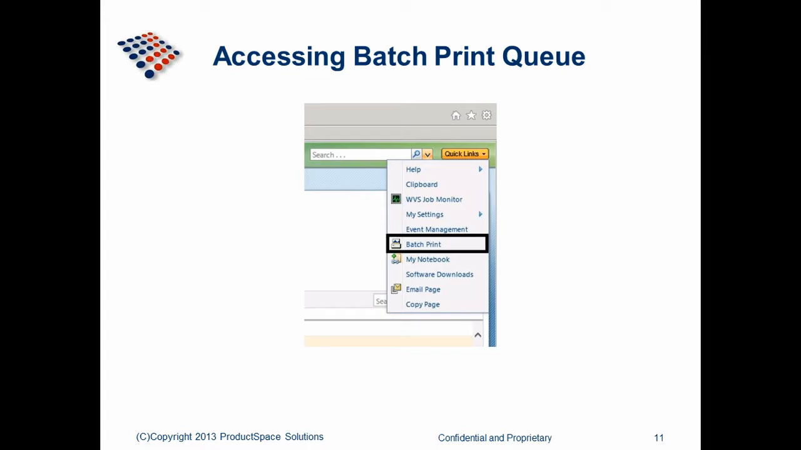To access the batch print queue under quick links, there's actually a new option here for batch print, and this is where you can take a look at the queue. So you can look at the overall job status, see how many jobs are submitted, and so forth.